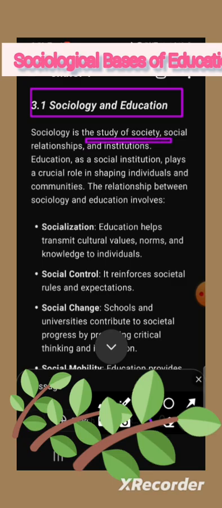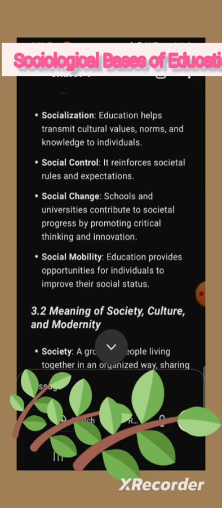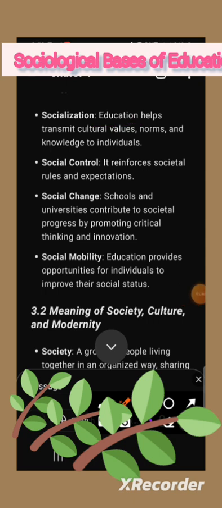Sociology is the study of society, social relationship, and institutions. Education as a social institution plays a crucial role in shaping individuals and communities. So, the relationship between sociology and education involves socialization. Socialization is the process by which individuals learn and internalize the values, norms, and behaviors necessary to participate in society.